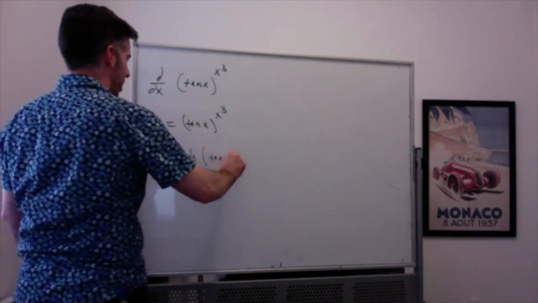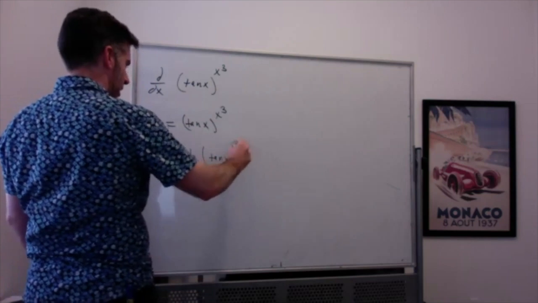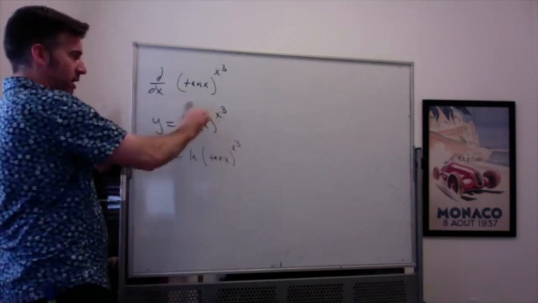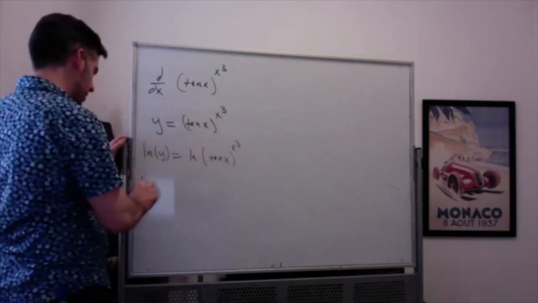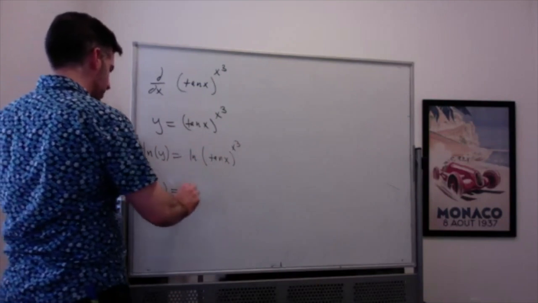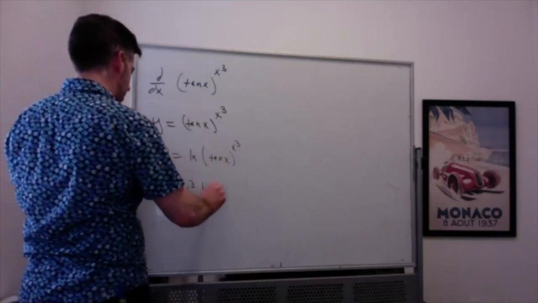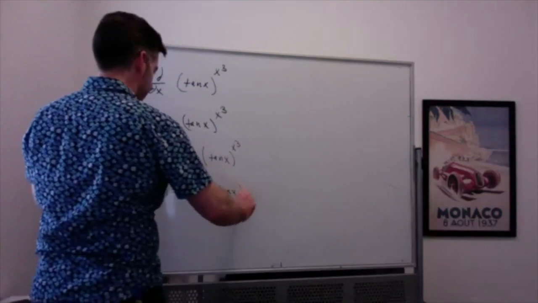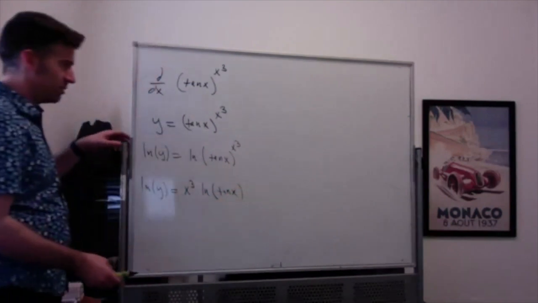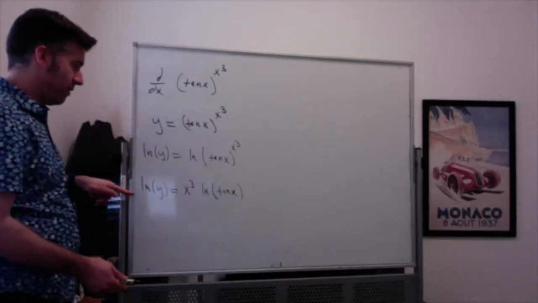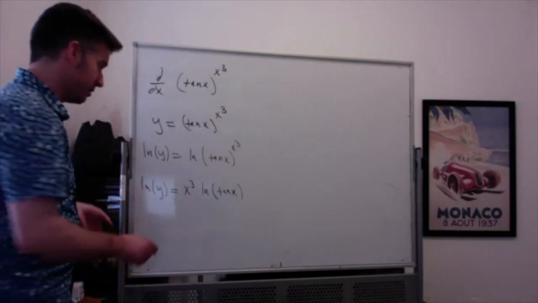And I feel like you could probably gloss over this step and jump straight to the third step where the power comes down in front of the logarithm. So the natural log of y is equal to x cubed times the natural log of tangent of x. Or you could probably jump straight from here to here. And then differentiate both sides.